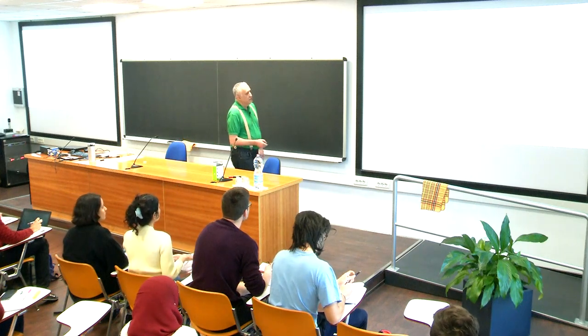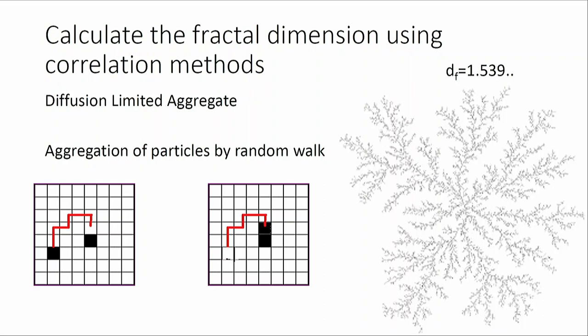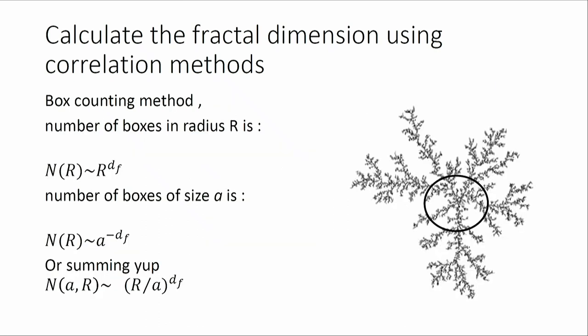Anyhow, this is a very short introduction to DLA. The question is, how can I calculate the fractal dimension of such a shape? The reason I go into this in detail is because this method is interesting. What I can do is have a circle around the origin, and look at how many small circles I need to cover the whole shape.